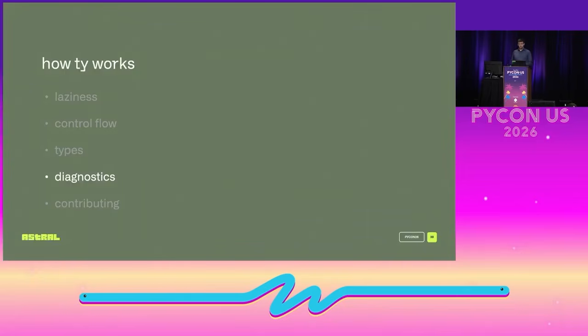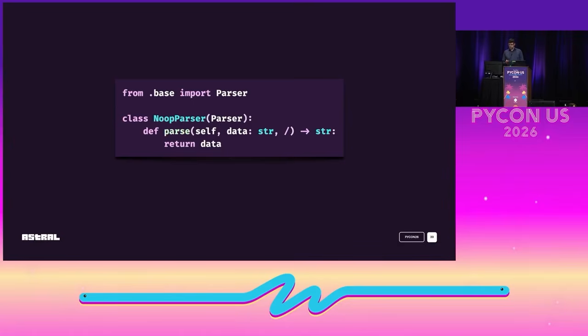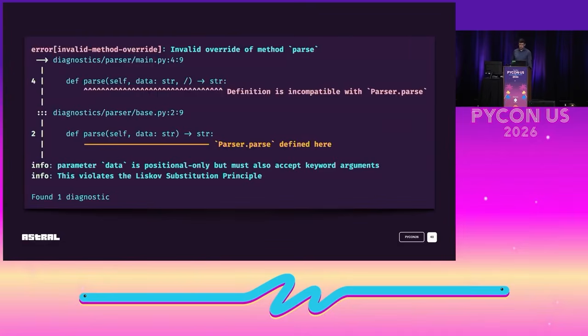Okay, before I wrap up, I want to touch on a surprisingly complex aspect of building a type checker, which is just emitting diagnostics. So say we've written this code, pretty straightforward. We inherit some base parser class and then define a parse method on our parser. Now we run TY and it gives us a diagnostic. Let's look at some of the components of this diagnostic.